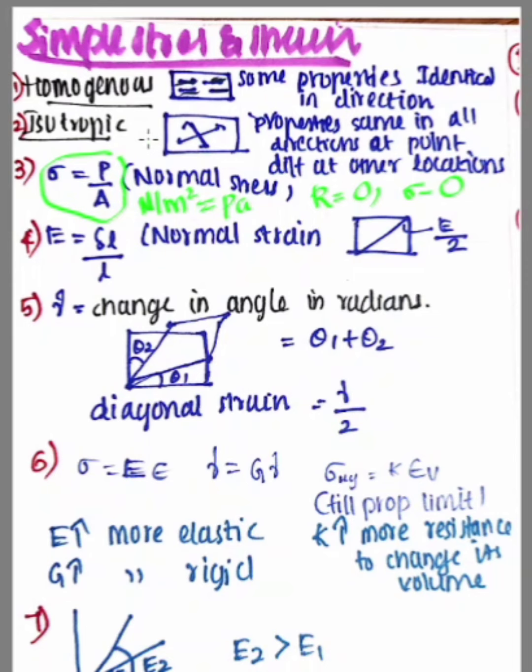What if in questions they have given a sudden load? If they have asked you about sudden load, then you should write 2 P by A. Instead of taking P by A, you should take 2 P by A. So don't forget to take 2 P by A also.